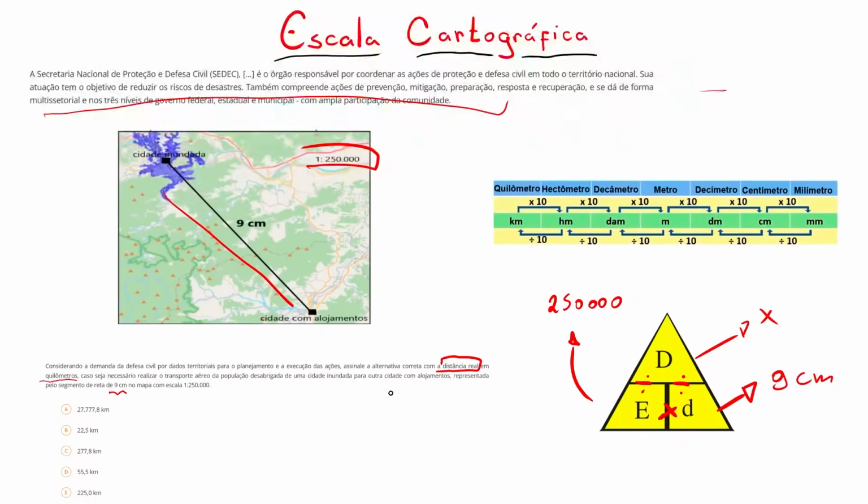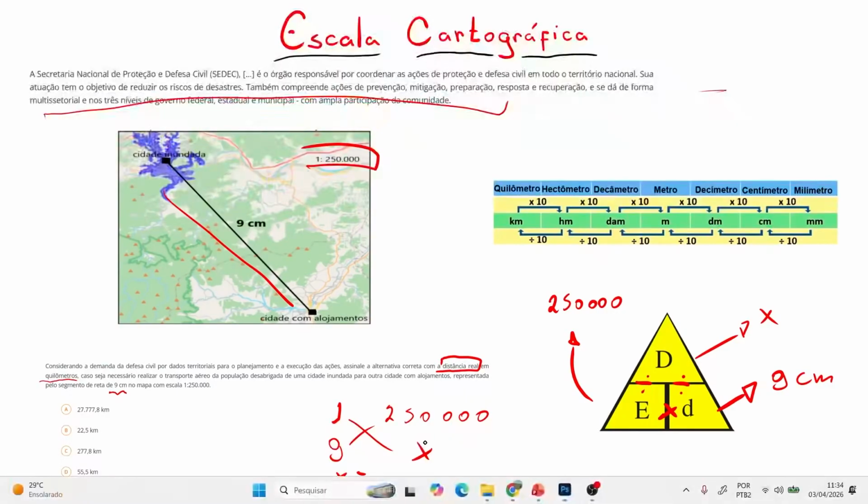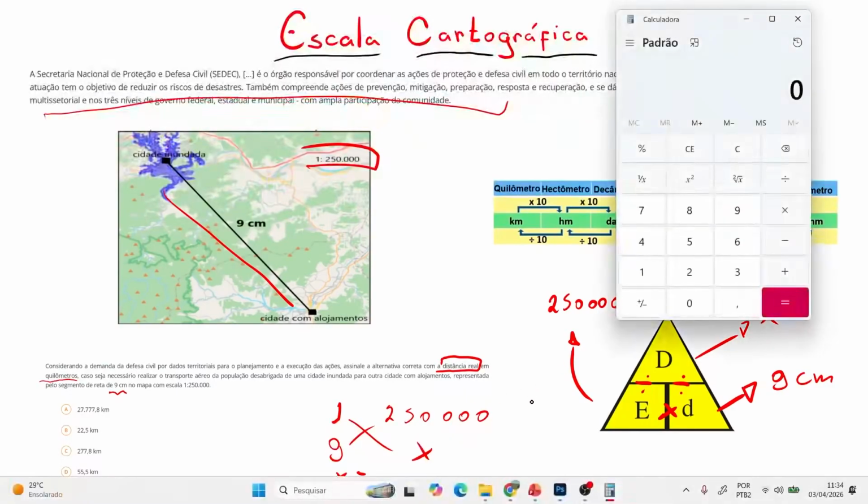Look, let's do the first proportion problem. So, what's the scale here? 1 to 250,000. If 1 is worth 250,000, how much will 9 be worth, X? I don't know. I just need to do the multiplication. So X will be equal to 9 times 250,000. How much is that? I don't know. I'm going to do it here on the calculator. I don't need to take the college entrance exam, so I don't have to know how to do this by hand. You guys do.